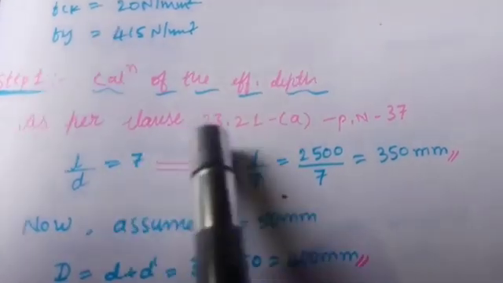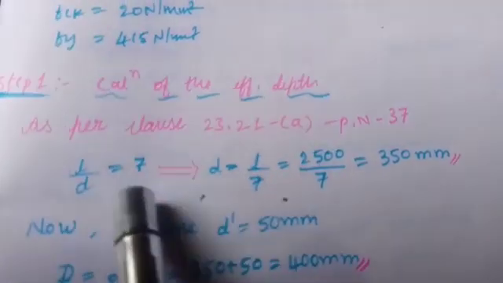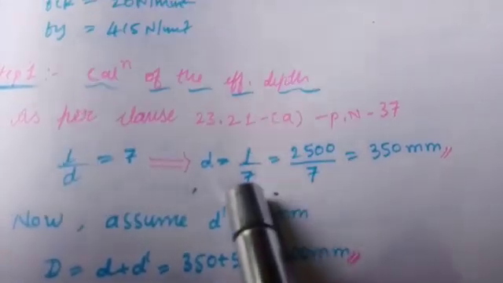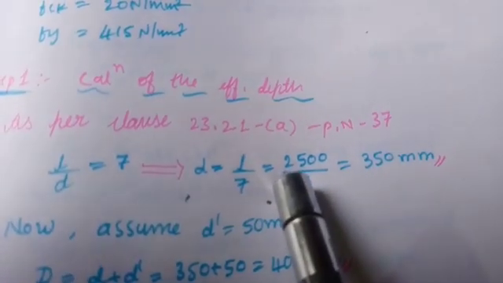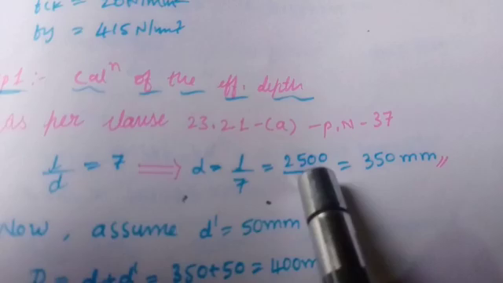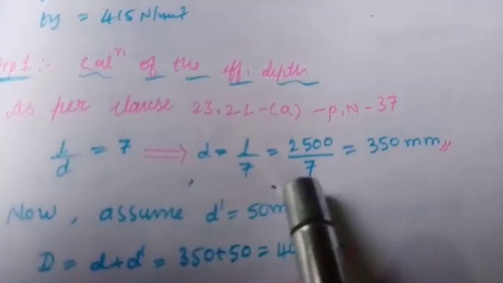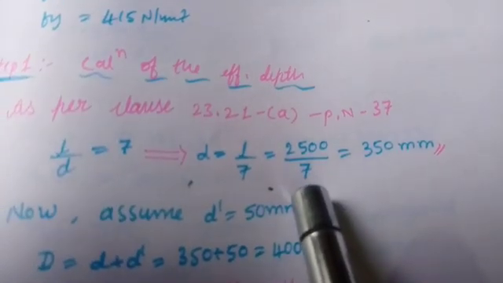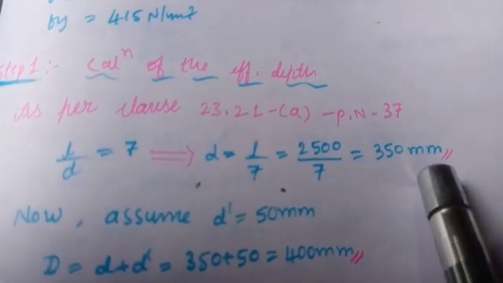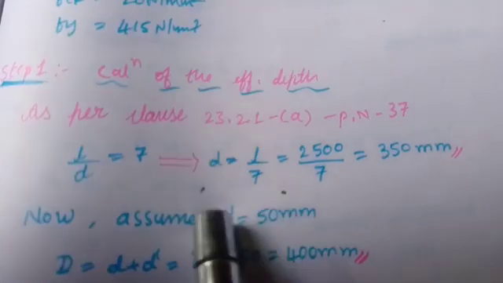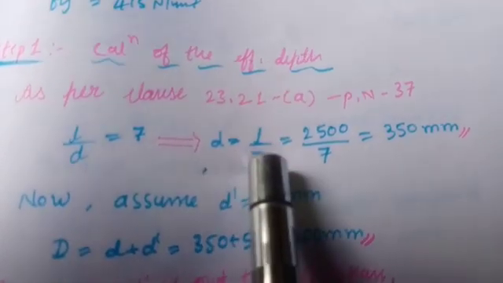Now we are calculating the effective depth. I have rearranged it, so d is equal to L by 7. Here L is 2.5 meter, that is 2500 mm, divided by 7. Substitute all the values and simplify this, we get our d value as 350 mm. So this is how we calculate the effective depth.